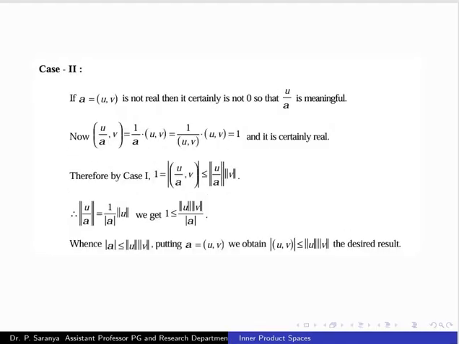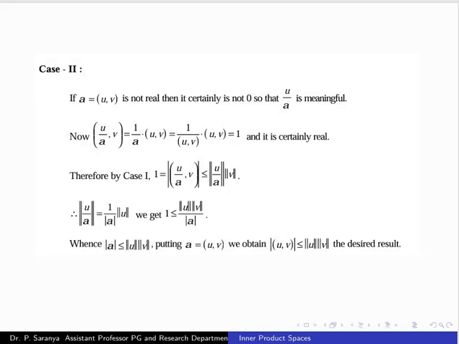Case 2. If a, which is equal to the inner product of (u, v), is not real, then it certainly is not 0, so that u by a is meaningful. Now, the inner product of (u/a, v) equals 1 by a times the inner product of (u, v), which is equal to 1 by the inner product of (u, v) times the inner product of (u, v), equal to 1, and it is certainly real.